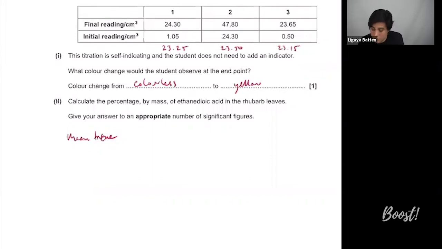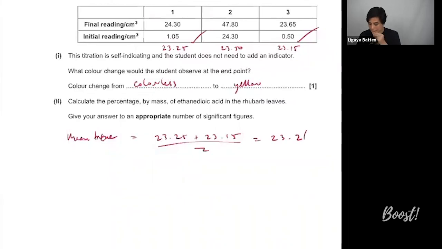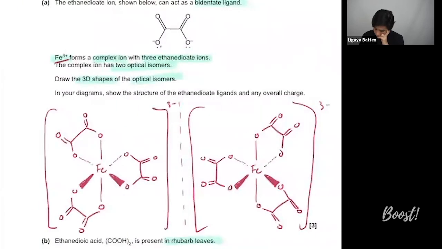Okay, so the concordant results are this one and this one. So our mean titer is going to be 23.25 plus 23.15 divided by 2, which gives you 23.2. You don't have to have the 0 there, but you can, and that's obviously in centimeters cubed. So that's our mean titer. Okay, the titer was the thing in the burette.